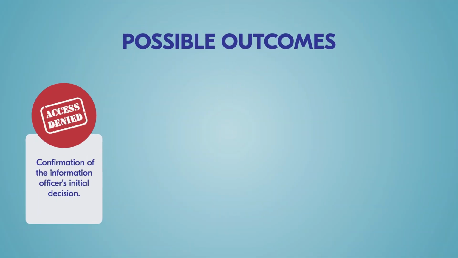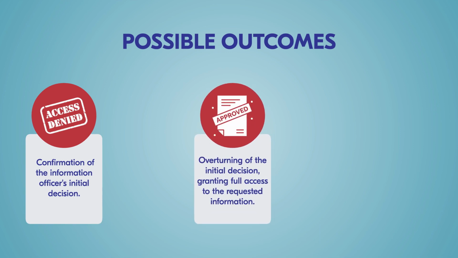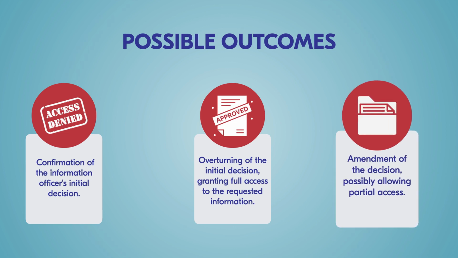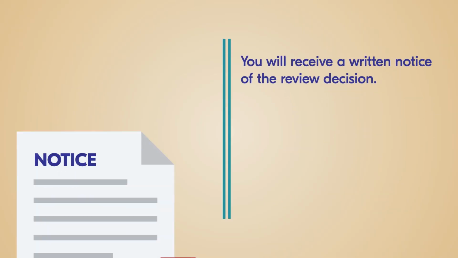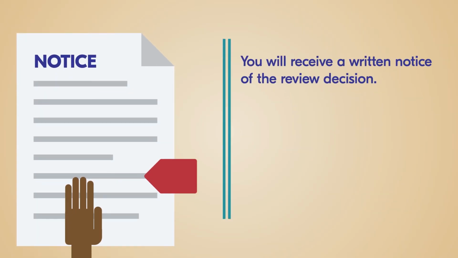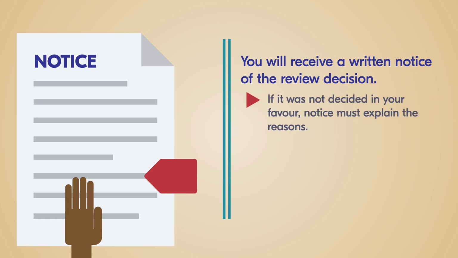There are 3 potential outcomes of the internal review, namely 1. Confirmation of the information officer's initial decision. 2. Overturning of the initial decision, granting full access to the requested information. Or 3. Amendment of the decision, possibly allowing partial access or providing the information in a different format. You will receive a written notice of the review decision. If the review was not decided in your favor, the notice must explain the reasons for the decision, the relevant provisions of the law, and your right to make further appeal to the Information Commissioner.